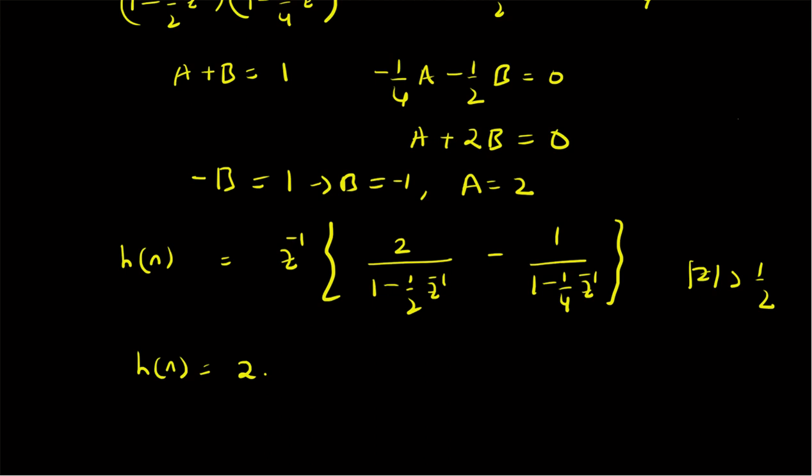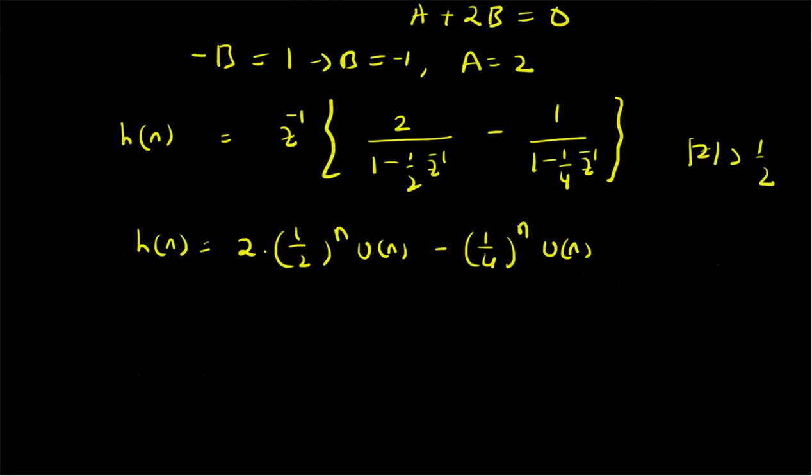So 2 times 1 by 2 power n u of n. That means the inverse z transform of 1 by 1 minus a z inverse is a power n u of n. Based on that definition, we have 2 times 1 by 2 power n u of n, and for the second one, it is minus 1 by 4 power n u of n. So that is the impulse response. It is 2 times 1 by 2 power n minus 1 by 4 power n, u of n. That is the impulse response of the system.